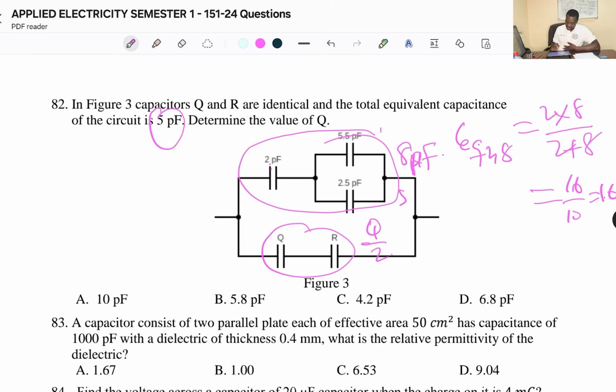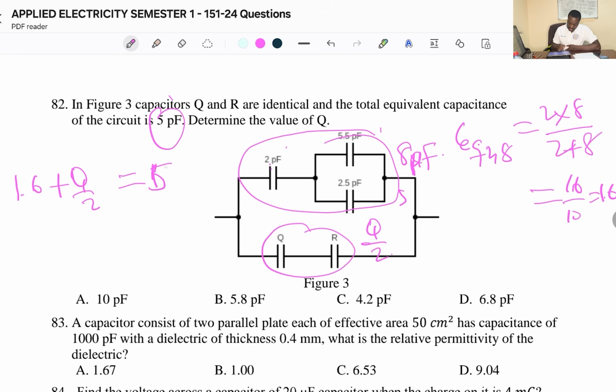Now, with this, you can see the top part, where we got the equivalent capacitance of 1.6 pico, is now in parallel with the equivalent capacitance, which is Q over 2 here. So the sum will give us the 5 picofarad. So I can just write here 1.6 plus Q over 2 will be equal to the equivalent capacitance, which is 5 pico, right?